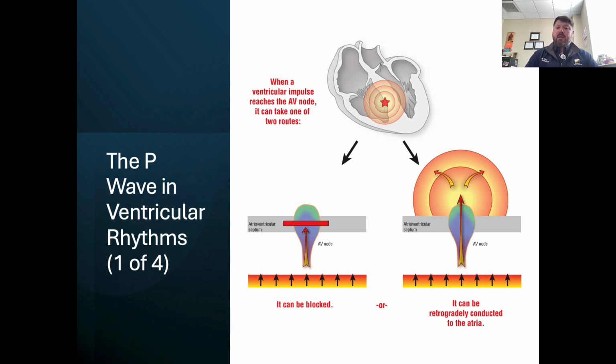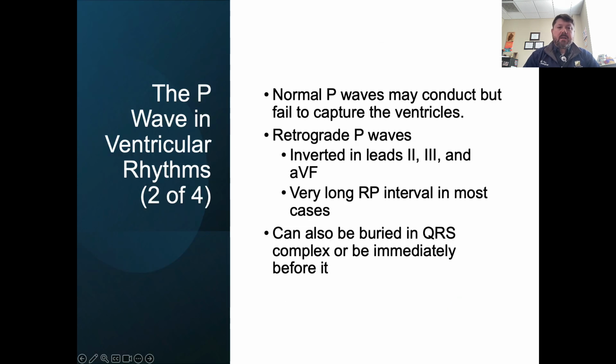This figure illustrates ventricular conduction through the AV node. In one graphic, the P wave is blocked, and in the other, the impulse is retrogradely conducted to the atria. And if it's blocked, you may not see anything. If it's retrograde, you may see it, but you would actually be looking at an inverted P wave. Normal P waves may conduct but fail to capture the ventricles. Retrograde P waves are seen in 2, 3, and aVF, with a very long RP interval in most cases.